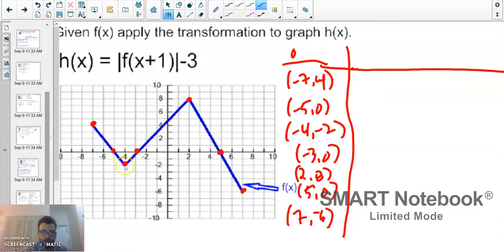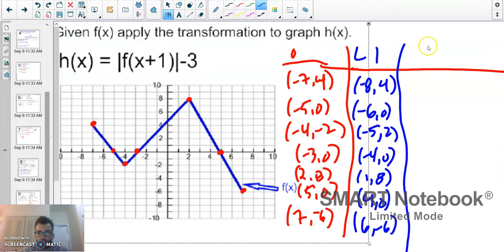So every major point here I identified and wrote down. My first transformation is going to be left 1. So I move every single point to the left 1. Go ahead and do that. Now after moving everything to the left 1, this is what I came up with.